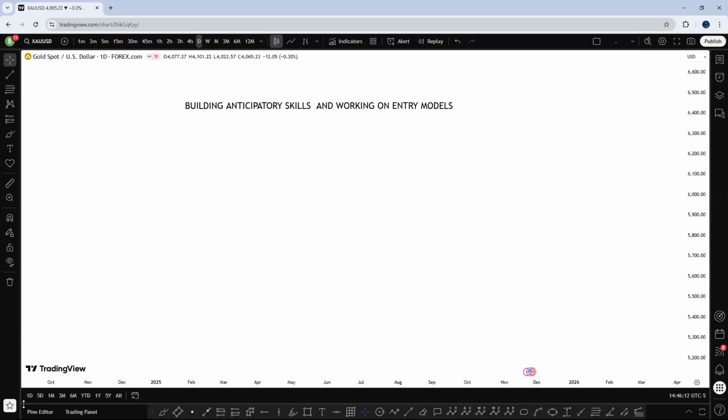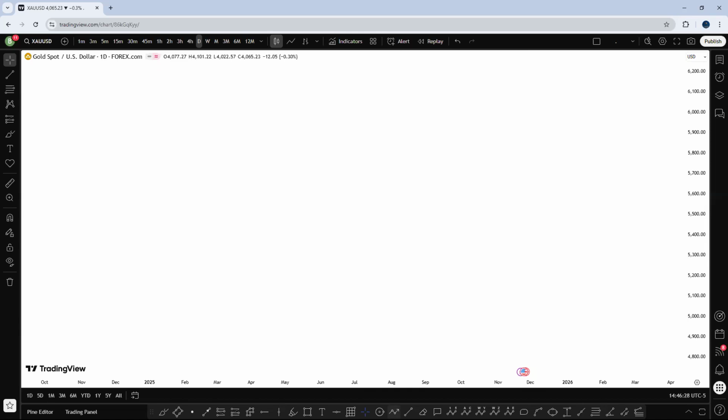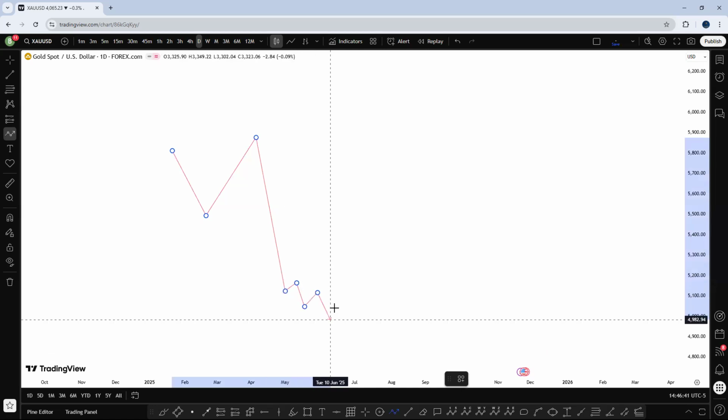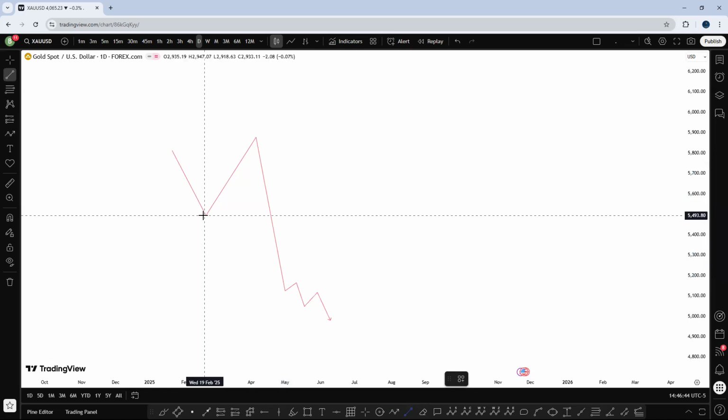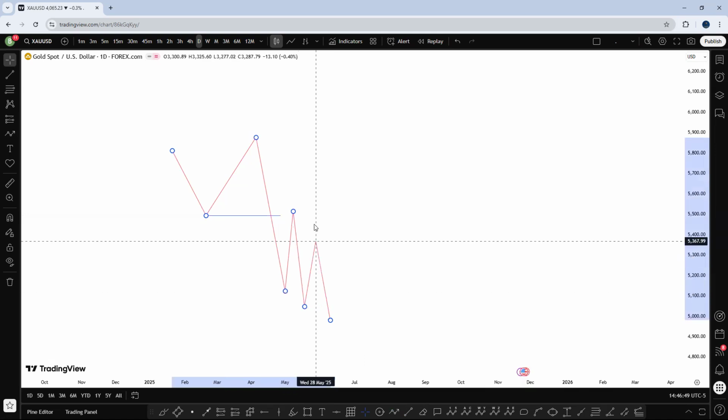So here, building on this part of the skills and working on entry models, I'm going to talk about structure and how to deal with entry models. For those who already have a background in range trading, you already have a whole idea about ranges and primary and secondary liquidities.